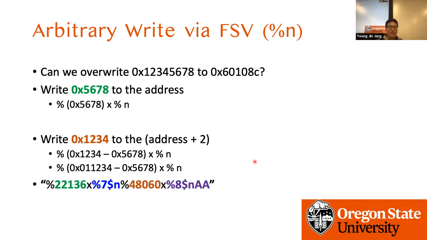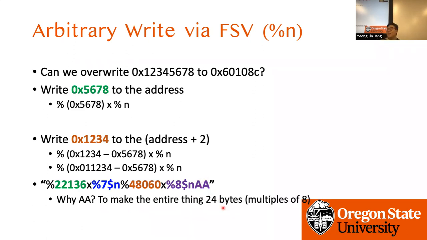So we need to prepare this kind of directive string first. And then you will see something weird: I add AA here. The reason is I want to align the entire string length to a multiple of 8 bytes, because in 64-bit, printf fetches arguments as blocks of 8 bytes. Otherwise, your addresses will be misaligned. Because the length of the string is 22 bytes, I add 2 more A's to make it 24 bytes, a multiple of 8. Then, if we attach the address at the end, printf will correctly fetch the aligned address.